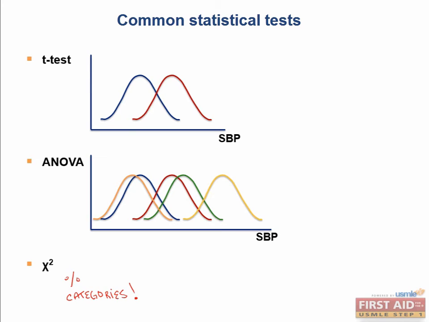Finally, the chi-squared test compares 2 or more percentages or proportions of categorical outcomes, rather than mean values. Use this test when dealing with categorical data that is represented as fractions, proportions, or percentages. For example, the chi-squared test should be useful for comparing the proportion of smokers with lung cancer versus the proportion of non-smokers with lung cancer.